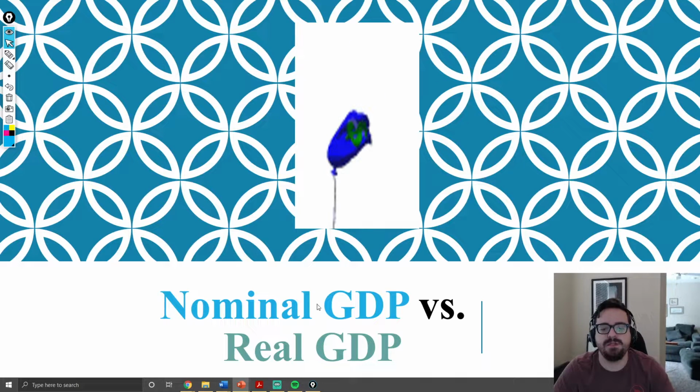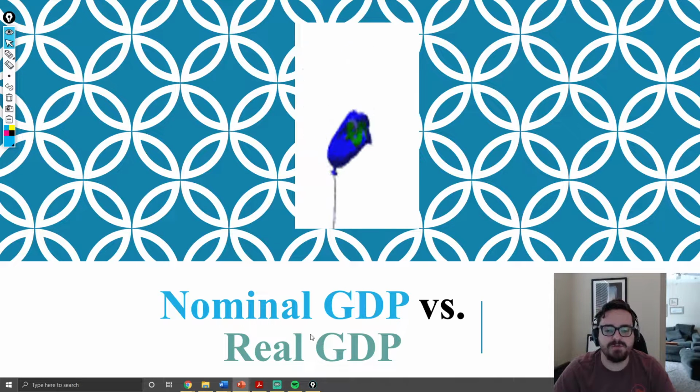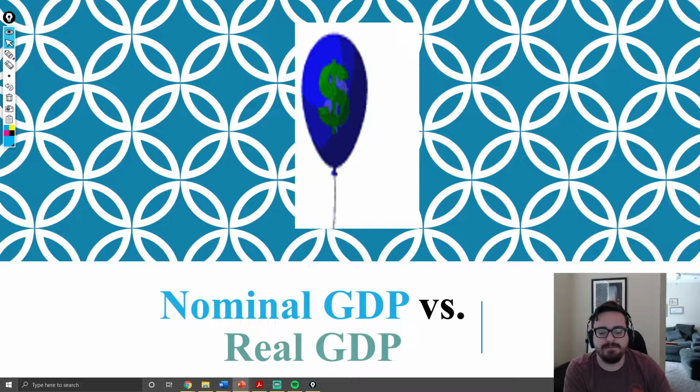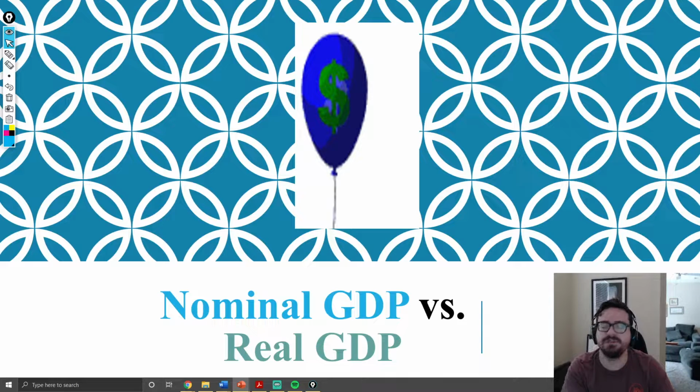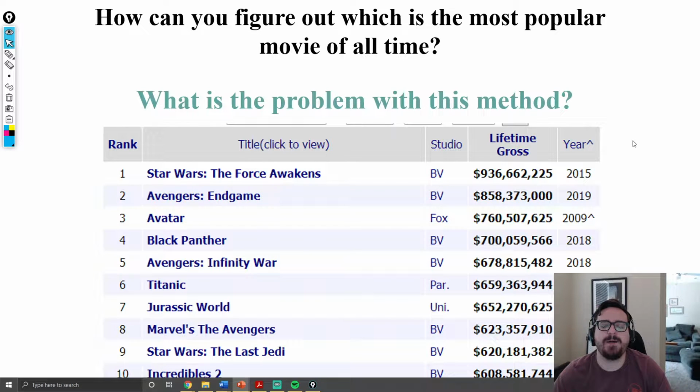So nominal GDP is good for standalone because it's just current prices. Real GDP holds prices constant. That means that it allows us to actually compare them. It adjusts for inflation. So let's see why that can matter. The most popular movies of all time. The highest grossing movies of all time. This is as of 2019. I grabbed this data at the end of last year.